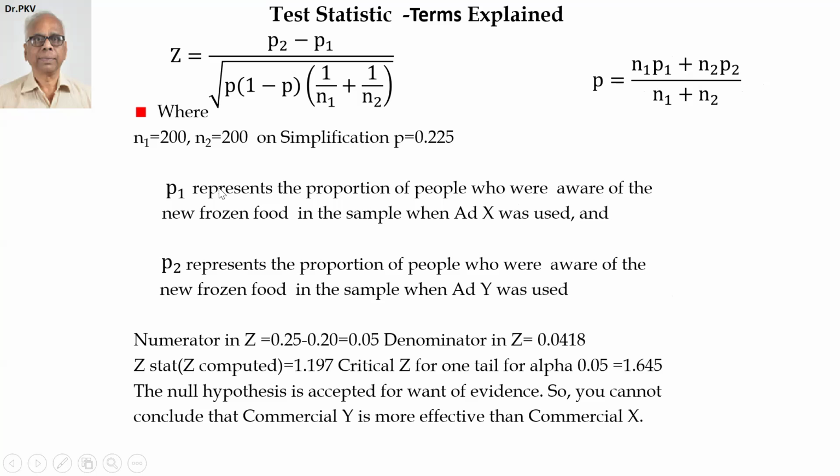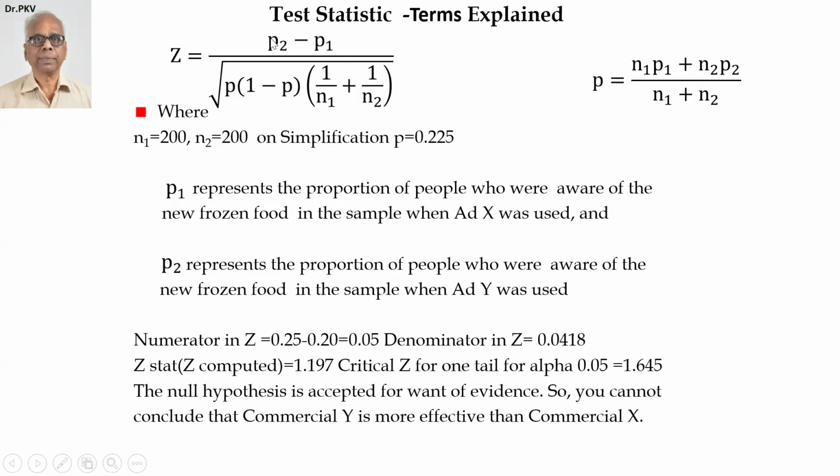Now, small p1 is used here because the test statistic is based on the sample proportion. So small p1 represents the sample proportion of people aware when ad X was used. Small p2 represents the proportion of people who are aware of the new frozen food when ad Y was used. So the numerator is 0.25 minus 0.20, 0.05. The denominator, on simplification, is 0.0418.